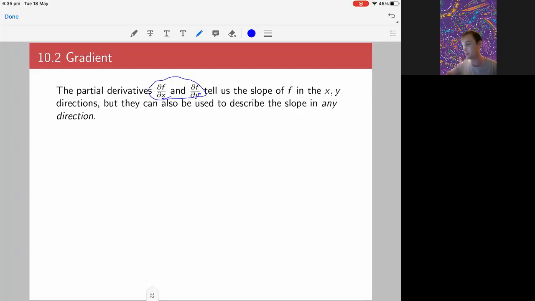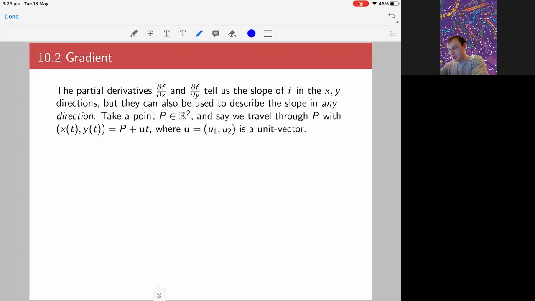So let's be a bit more specific about this. Let's say we've got a point P and we want to travel away from P in the direction of u. So u, consisting of components u1 and u2, is just some vector, and I'm going to assume it's a unit vector just for simplicity.